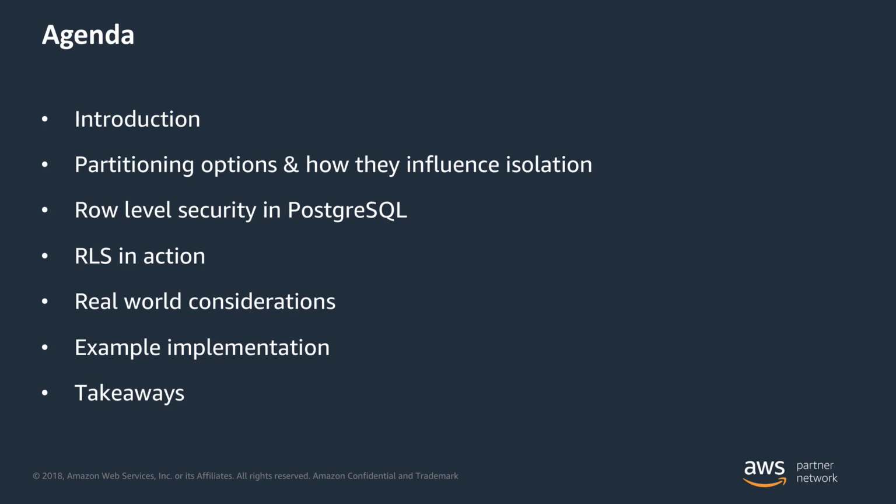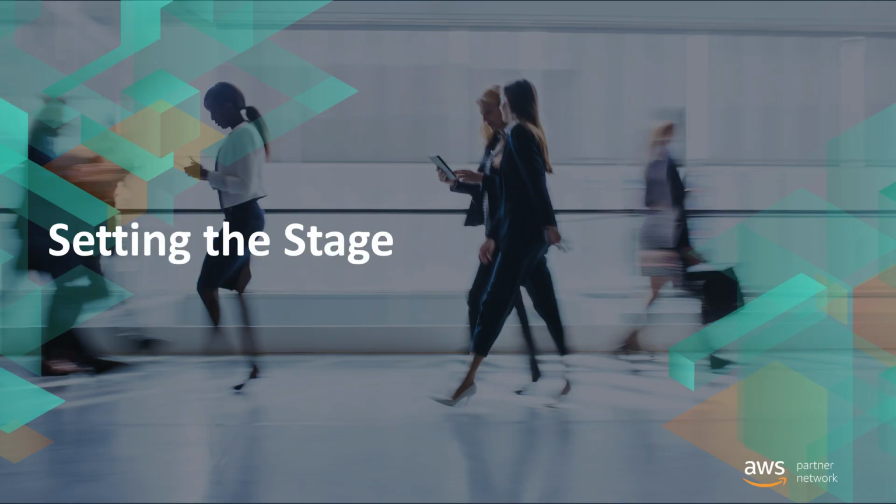I'd like to start with a bit of an introduction, and then we'll dive into multi-tenant data partitioning options and how they influence your isolation choices. With that background, we can talk about using a feature of PostgreSQL to solve some of these challenges. I'll show you some example code and cover some real-world gotchas. We'll wrap up with things to think about and what resources are available to you as an APN partner. So let's get started.